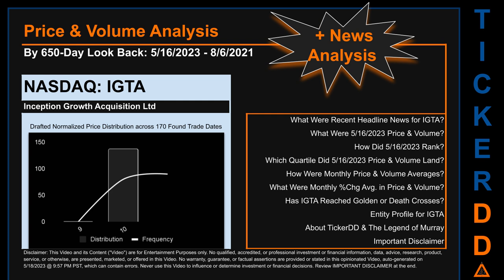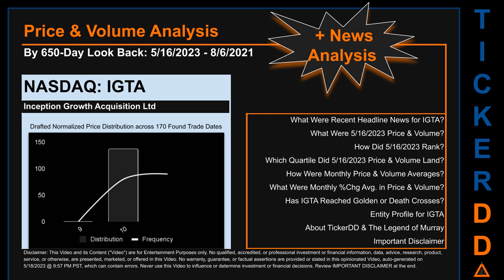The chart shown on this page is our initial attempt at studying the price for IGTA after dynamically normalizing price distribution across those discovered trade dates. The bar chart is the generated distribution and the overlaid line graph, if it is generated, is the frequency of the prices on the x-axis. We will enhance this look-through as our AI model progresses in the next iteration.